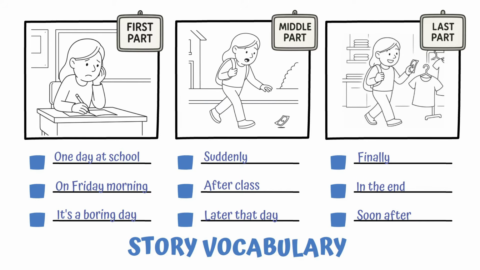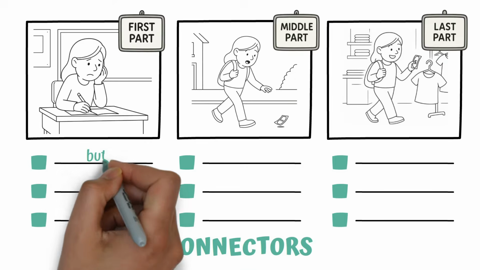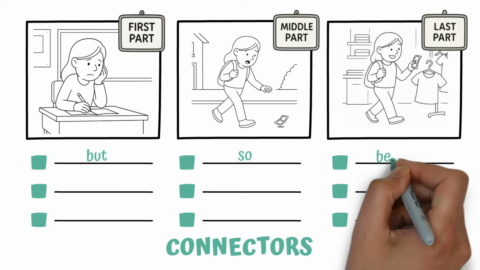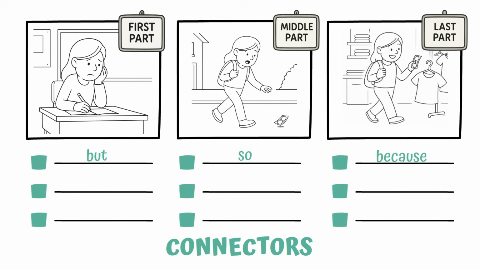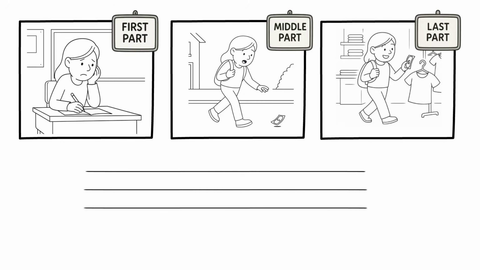Another important thing to use in our story is connectors. For example, in the first part of the story, I want to use but. I'm going to try and use so in the middle part of my story, and in the last part, I want to use because.